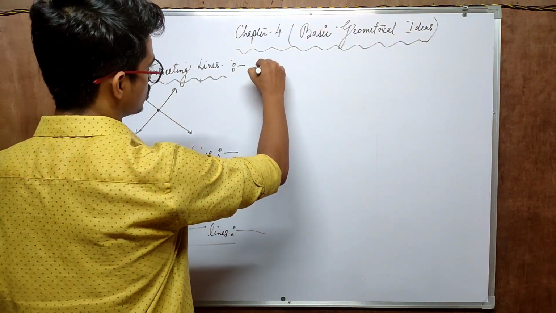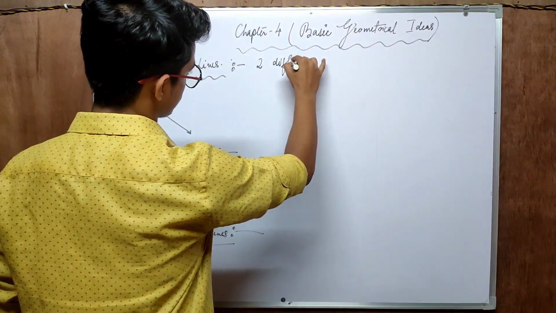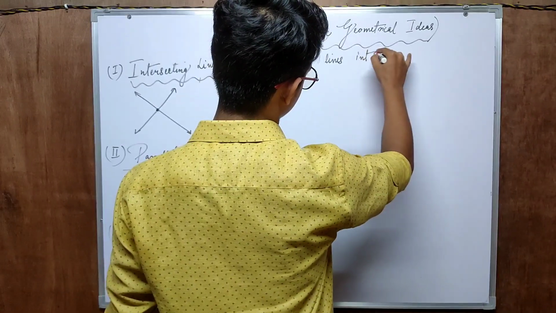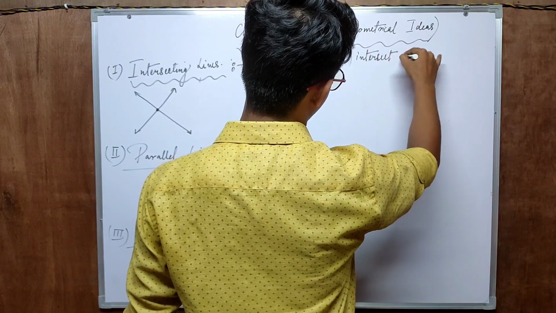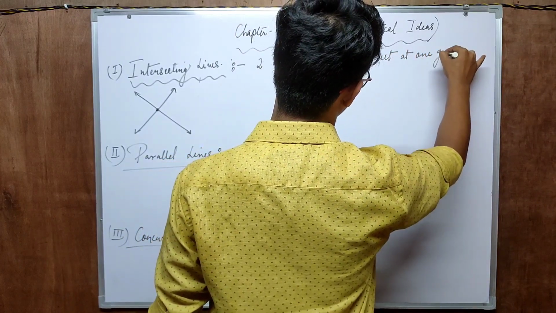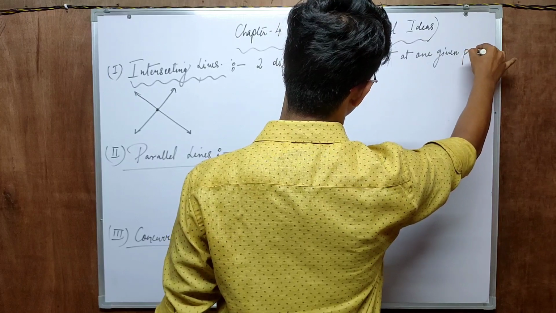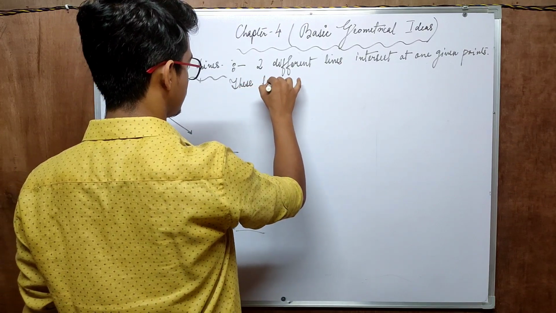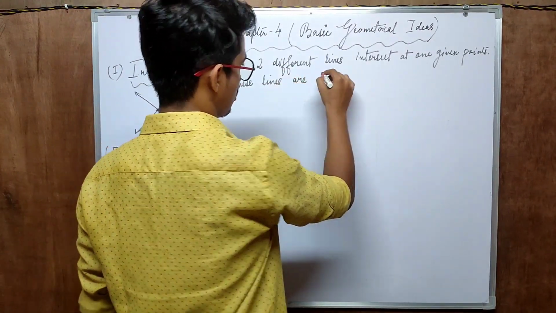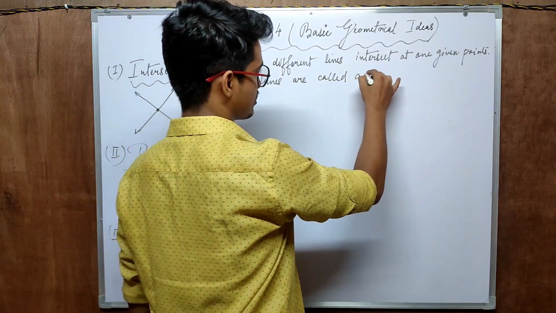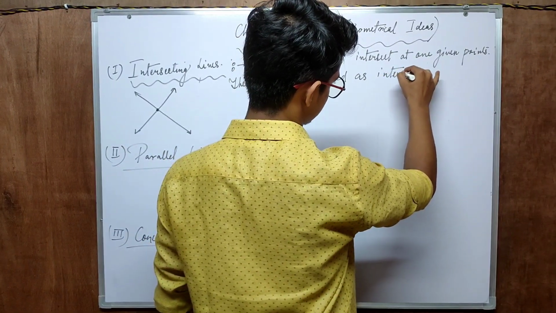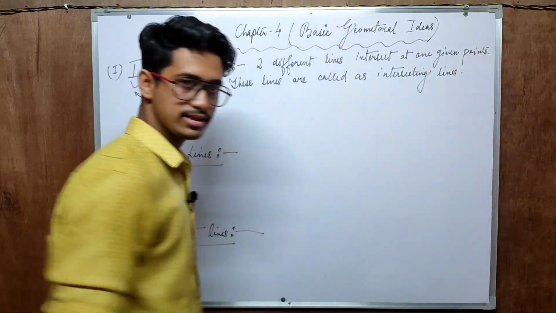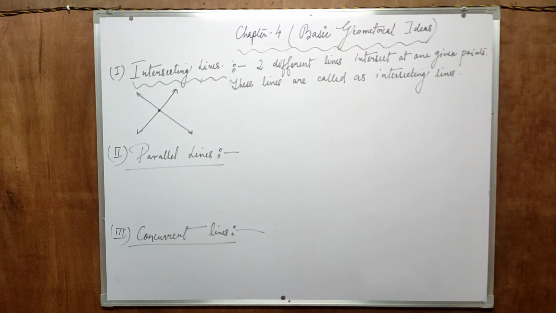So how will I write it? 2 different lines intersect at one given point. These lines are called intersecting lines. All right, done. Let us understand the next topic, which is called parallel lines.